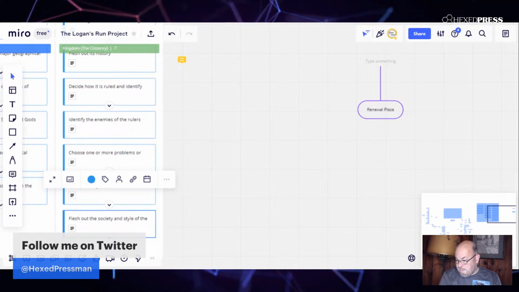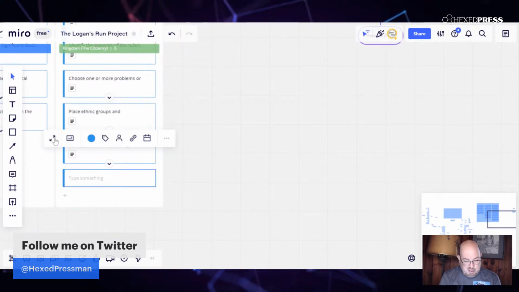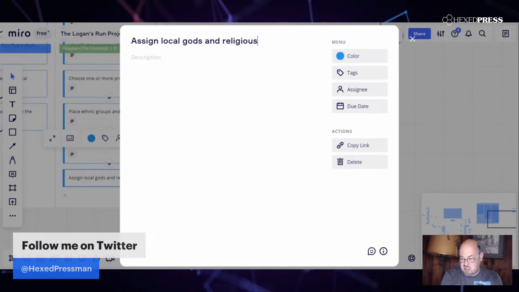Okay. Assign local gods and religious traditions. This one we know about in spades, right? Because this is one thing we got. Assign local gods and religious traditions.